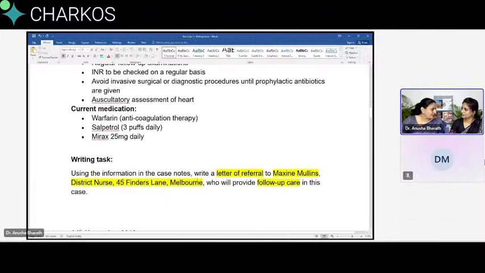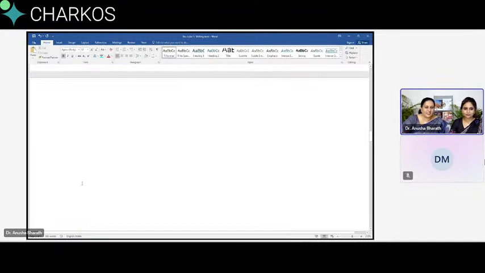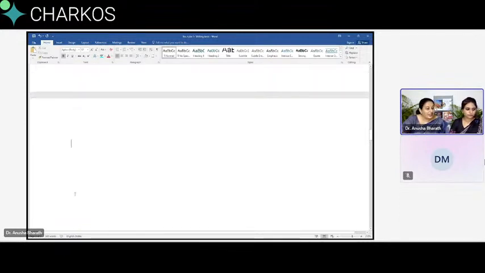Shall we start writing the second paragraph? Yes. So we can start with admission details. When you're starting the paragraph, it is very important to start with the name. Mrs. Viduka. Mrs. Viduka was admitted on 18th November.